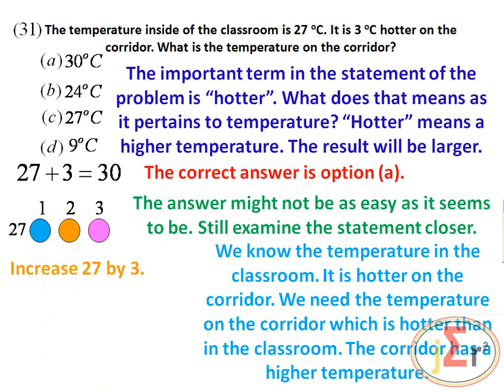So we imagine that we will still get 30. But we are trying to do it in more detail to give a better understanding as to how we arrived at the answer. So we are at 27, and we need to increase that by 3.